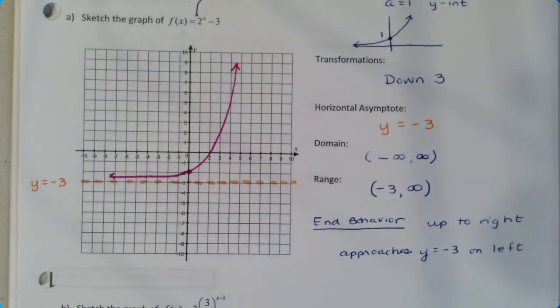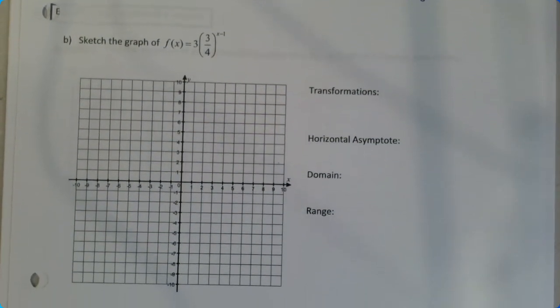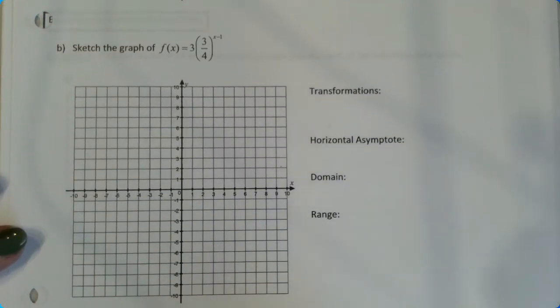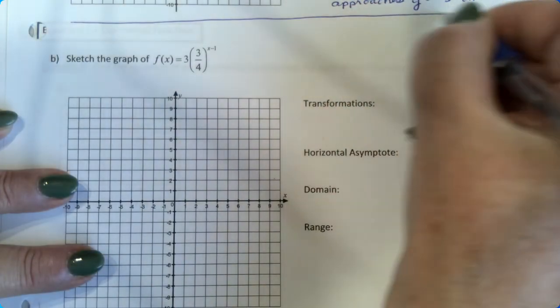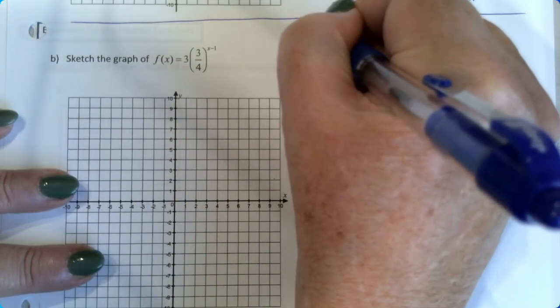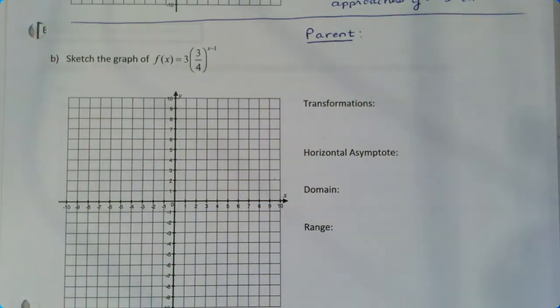All right, so decent analysis of that graph. Let's try another one. All right, and again, I'm going to go ahead and add a little information about a parent function up here. I think I need to rework this page.